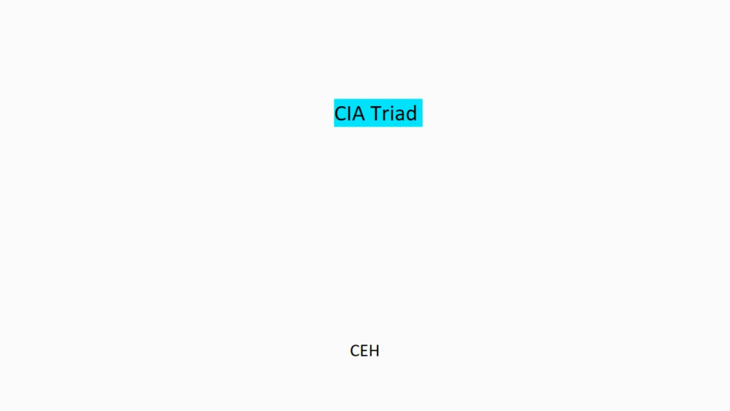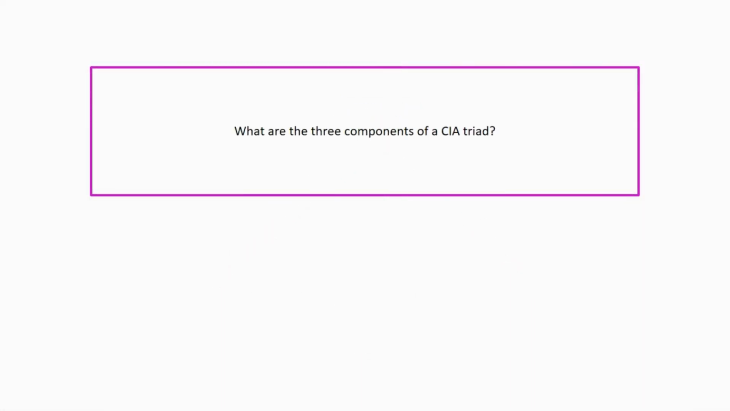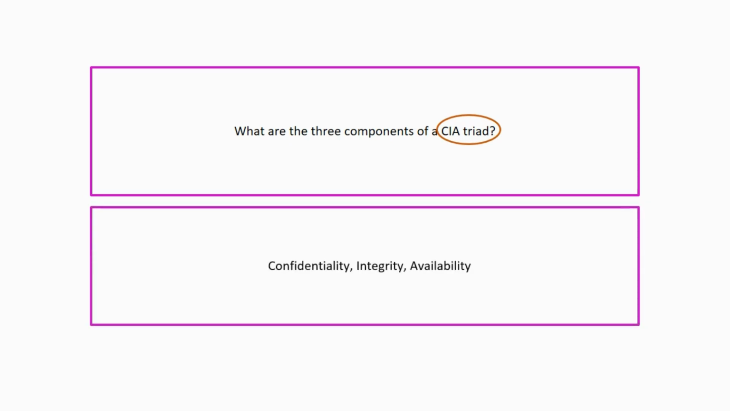In this lecture, we will discuss some of the important aspects of CIA Triad which are relevant for ethical hacking exam perspective. CIA stands for confidentiality, integrity and availability. So, as a CEH aspirant, you need to understand what are the three components of CIA Triad. As we know, that is confidentiality, integrity and availability.